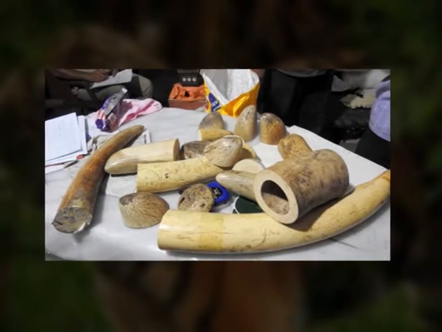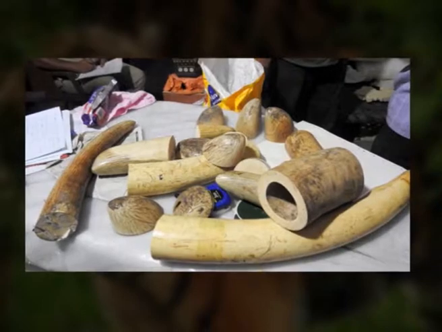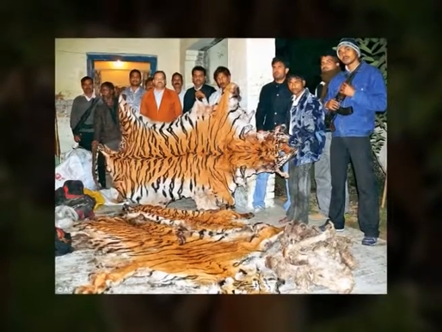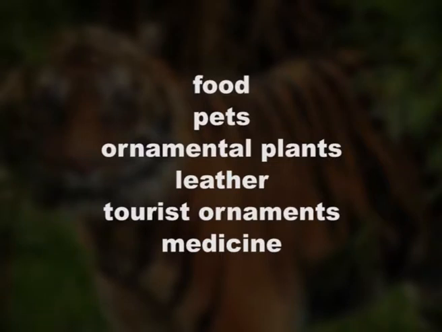Some examples of illegal wildlife trade are well known, such as poaching of elephants for ivory and tigers for their skins and bones. However, countless other species are similarly overexploited, from marine turtles to timber trees. Not all wildlife trade is illegal. Wild plants and animals from tens of thousands of species are caught or harvested from the wild and then sold legitimately as food, pets, ornamental plants, leather, tourist ornaments and medicine.